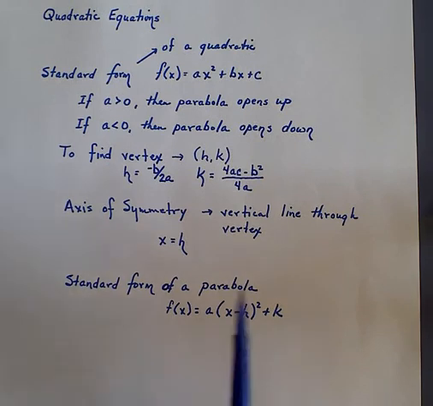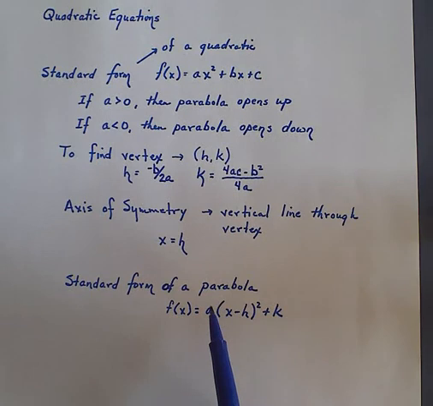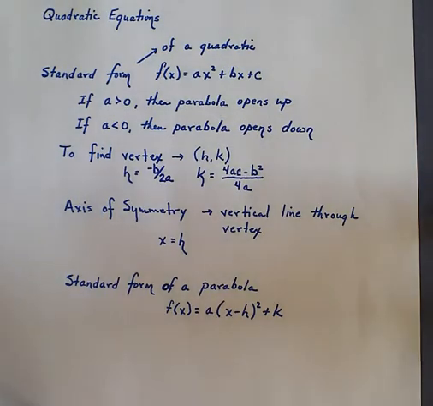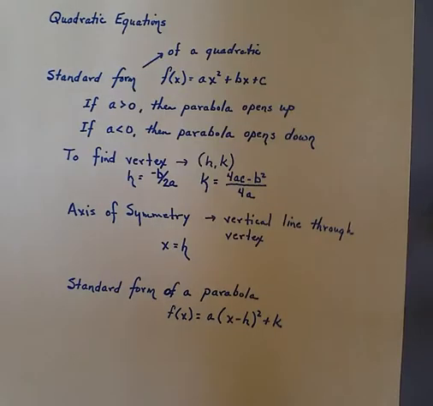They will give us everything but the value of a, and once we determine what a is, by substituting in and solving, then we can use the a, h, and k to write the formula. Okay, so that's the standard form of a parabola, and we're going to use that to find some equations.